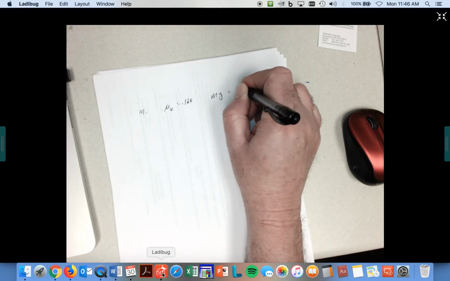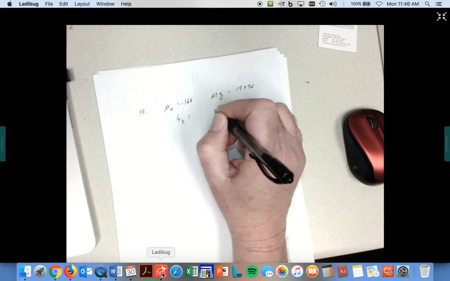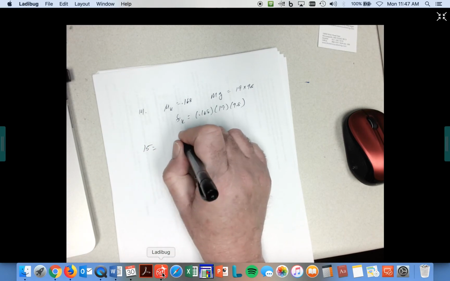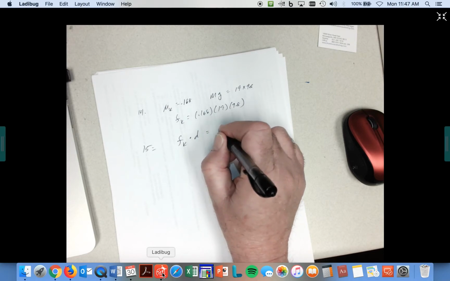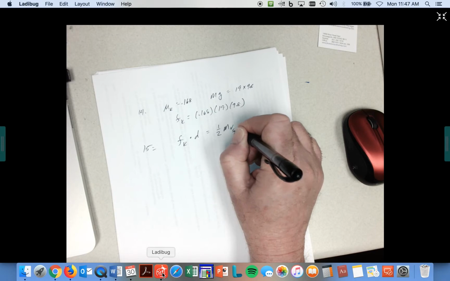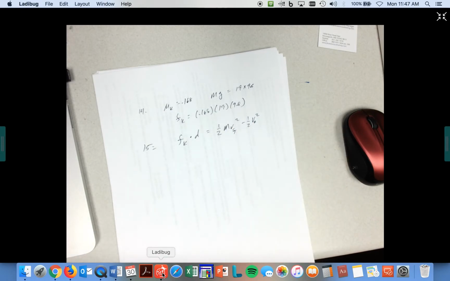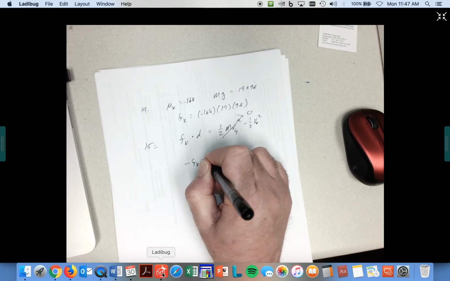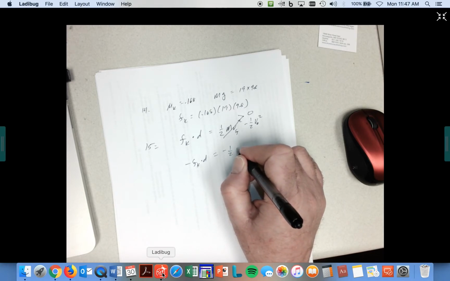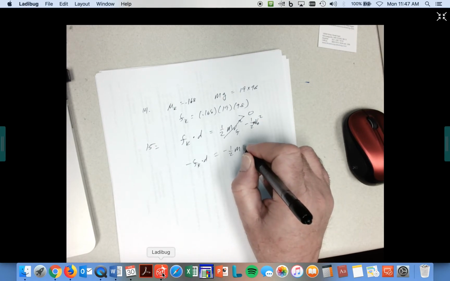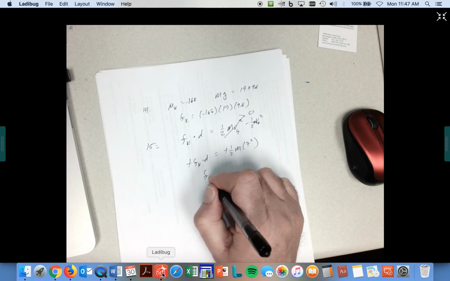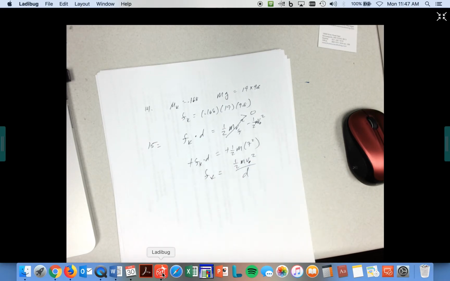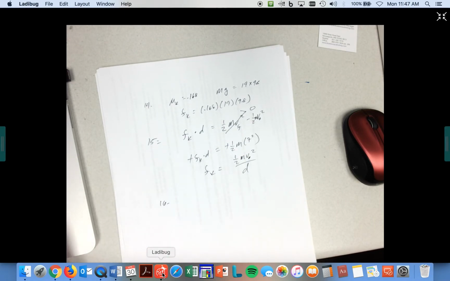Don't forget the mg. So it's 19 times 9.8. So the kinetic frictional force is 0.168 times 19 times 9.8. Okay, so you get all that. Then for 15, f of k times the distance is equal to 1/2 m v final squared minus 1/2 m v naught squared. Since f of k is negative, we won't worry about it, and v final is equal to 0. So you get minus f of k times d is equal to minus 1/2 m times 7 squared. The negatives cancel, so f of k is equal to 1/2 m v naught squared, your initial kinetic energy, divided by the distance, because your final kinetic energy is 0. All right? Okay.